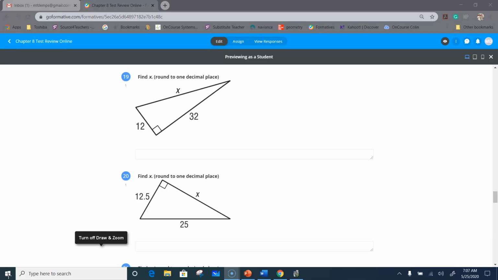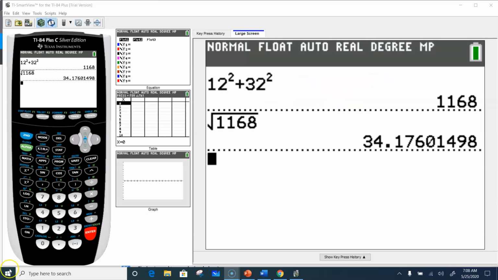So here, I'll show you what this looks like on the calculator. If I can do 12 squared plus 32 squared and square root that all in one step, I will. If I can't, let me show you what that looks like in 2 steps. So what I did here was I did 12 squared plus 32 squared, and I got 1168. Then I take the square root of 1168 to one decimal place. That would be 34.2.